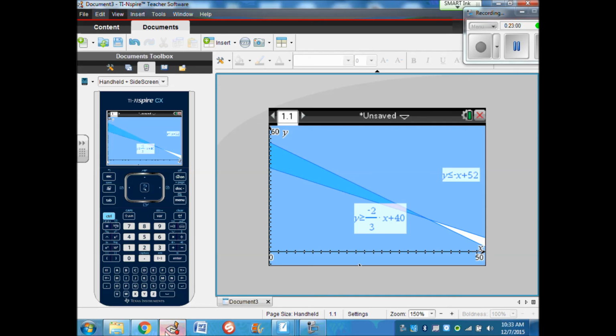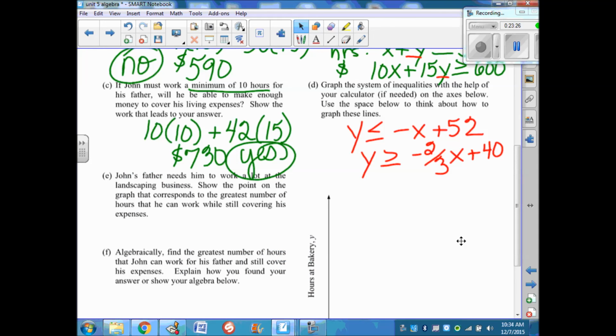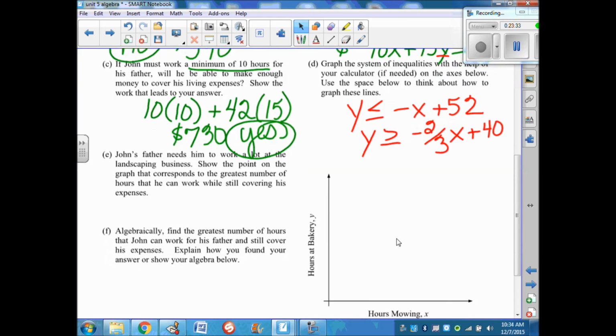Okay, so right here in the middle, that's less than 52 hours a week, or 52 or less, and then it's greater than or equal to $600 so he can live. So all of this in that dark shaded region is going to fulfill both situations for him. For the sake of time, I'm not going to reproduce that on the graph. So let's take a look at 2 more questions and then we'll be done.